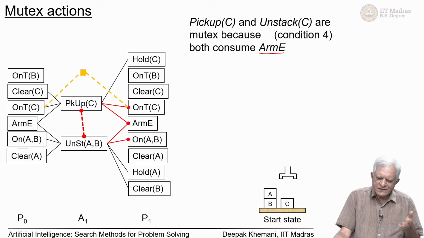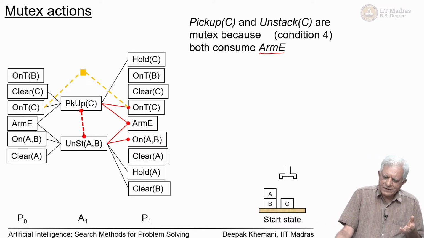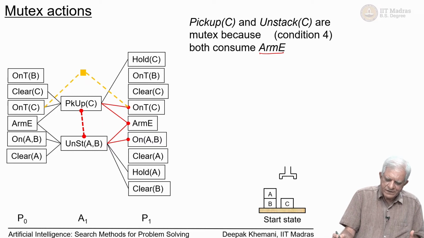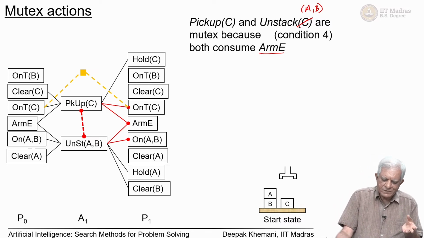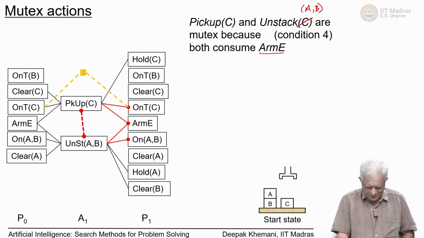So, obviously, we know that with a one armed robot you can't pick up a block and unstack another at the same time. So, you can either unstack A from B or you can pick up C, but you can't do both the things together.